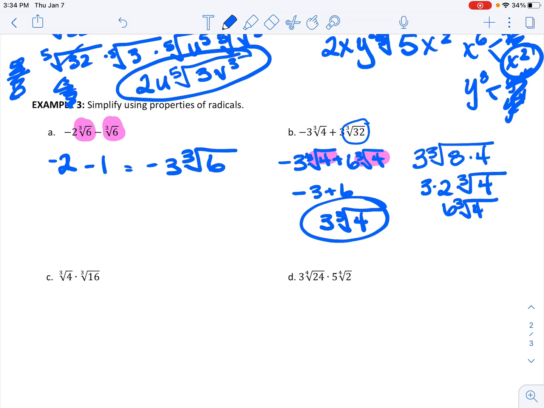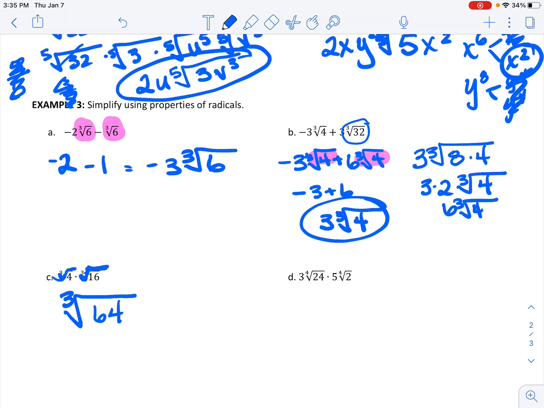When we're multiplying, you can actually multiply what's going when the root on the outside is the same. So when the radical is the same, I can multiply those two numbers and put them underneath my cube root. So 4 times 16 is 64.